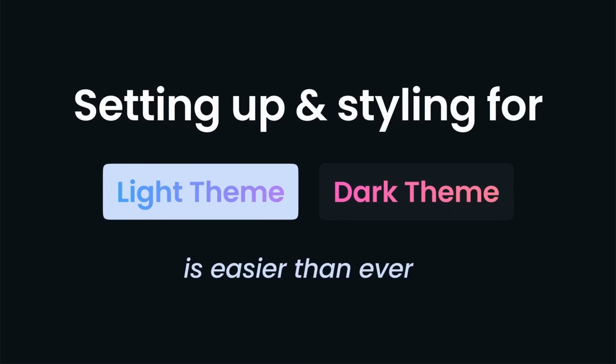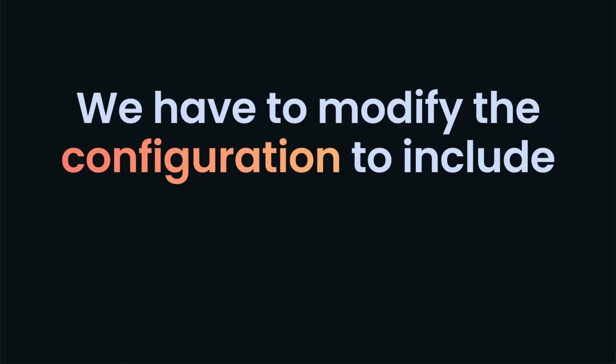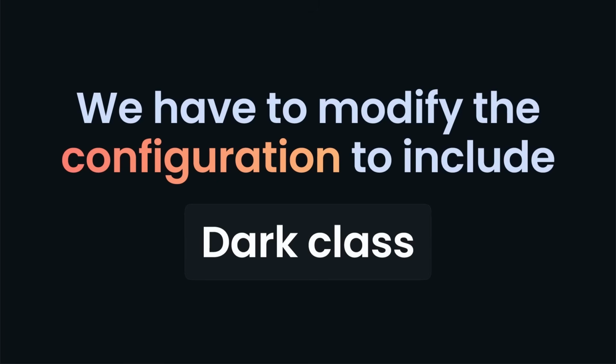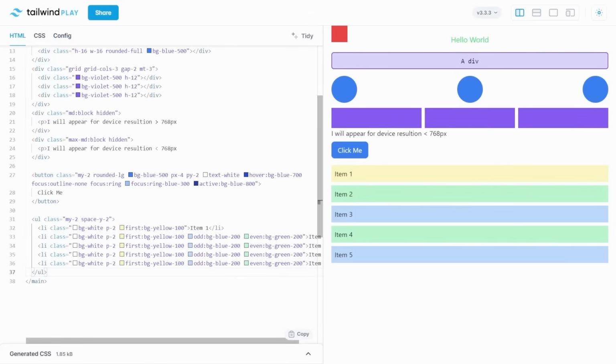Before we start, if we want to create our own toggle, we need to make a small change. We have to modify the configuration to include the dark class. So let's go to the config section, and this is just an additional file which you're going to have within your Visual Studio Code. And here, above theme, we can say dark mode is going to be set to class. This means that based on a simple class, we'll be able to change the theme. Now let's go back to the HTML.